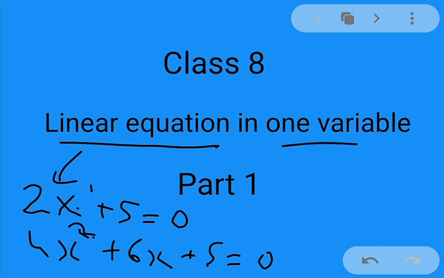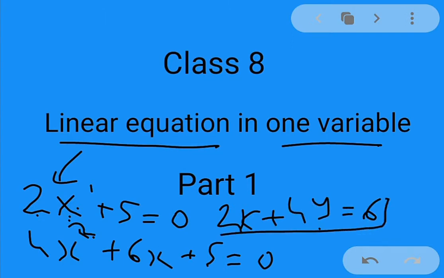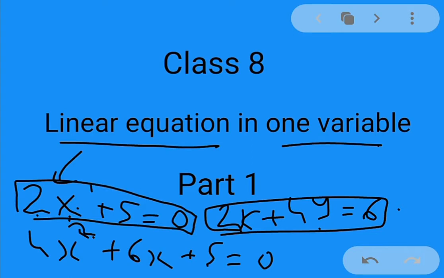Now what do you mean by one variable? Here only x is present, so it is a linear equation in one variable. Here I have got two variables, so it is a linear equation in two variables. So in this chapter we are going to deal with these types of equations where it is linear and there is only one variable. So let us start.